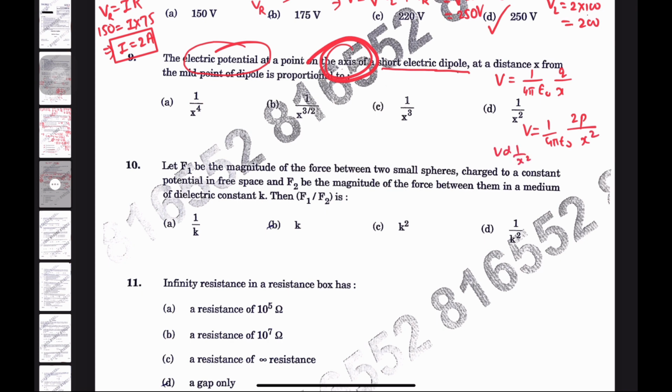So it was all related to a direct formula only. So D is the correct option. It was hardly consuming any time. If you know the formula, you could have attempted it right.